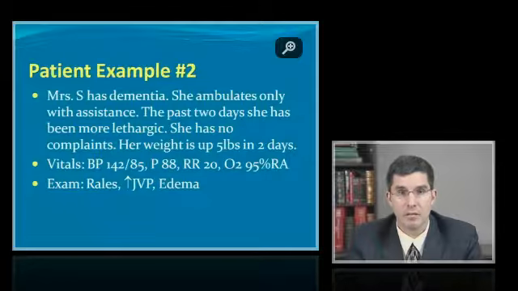On physical exam, she has rales in her lungs, increased jugular venous pressure in her neck veins, and she does have edema. So once again, take a second to think about whether Mrs. S is in the green, yellow, or red zone.